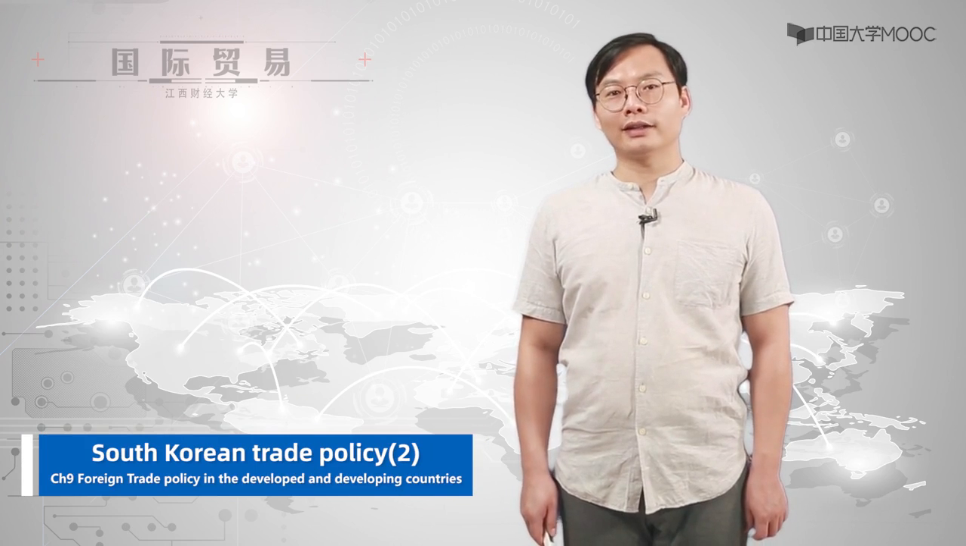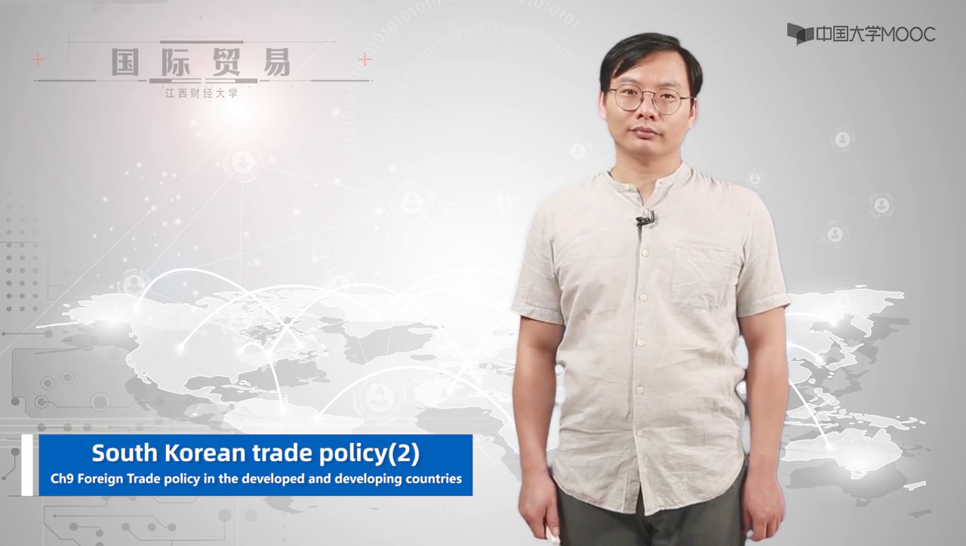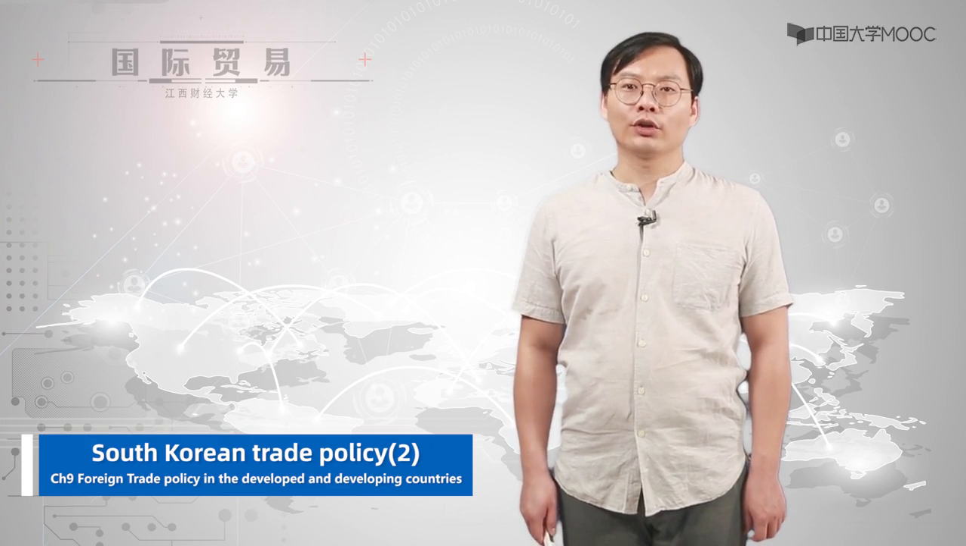In the second video, I will demonstrate the detailed policy measures of South Korea in physical, financial, trade, and so on during the 1960s and 1980s. After watching this video, you will have a clear understanding of what roles this policy played in South Korean industrialization. Finally, we will discuss the problems of export expansion and summarize this section.